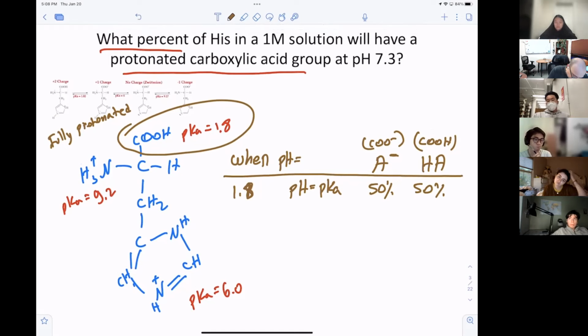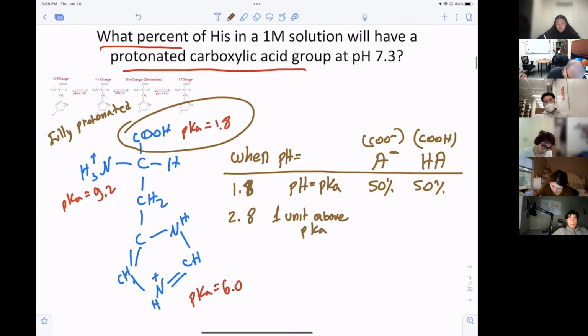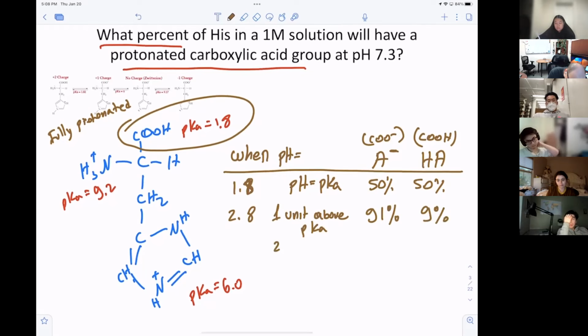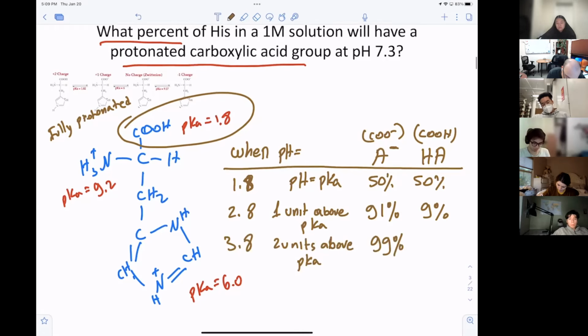But they asked me about what happens at pH 7.3. So I'm going to show you one thing. If I add one unit above, that's going to be 2.8. If I go one unit above the pKa, you can say that 91% will be conjugate base and 9% will be the acid. And if you add two units above the pKa, 3.8, 99% will be the conjugate base and 1% will be the acid.